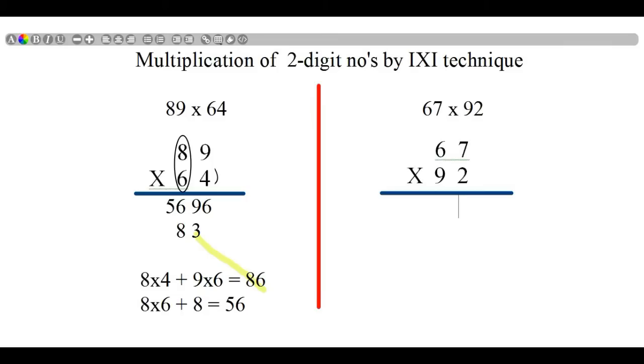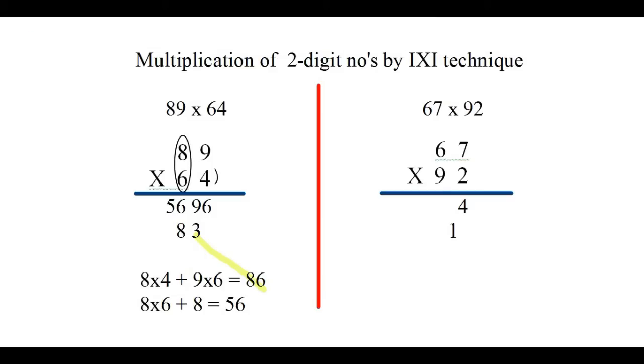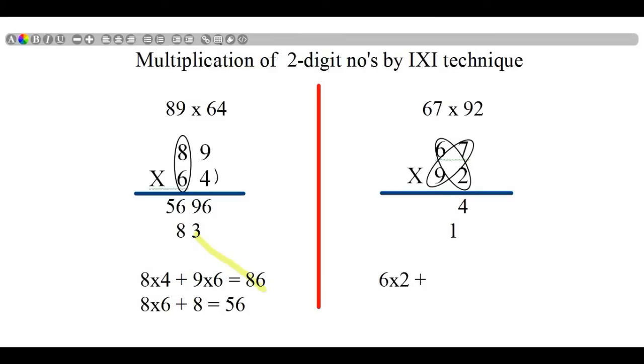You know that the first step is we have to multiply both the unit places. That is 7 into 2, that is 14. So write 4 in the answer and 1 is carried forward. Second step is cross multiplication of units and tens places. So 6 into 2, 12. 9 into 7, 63. So 12 plus 63 is 75, but we also have 1 as carry here. 75 plus 1 is 76. So we take 6 in the answer and now 7 gets carried forward.